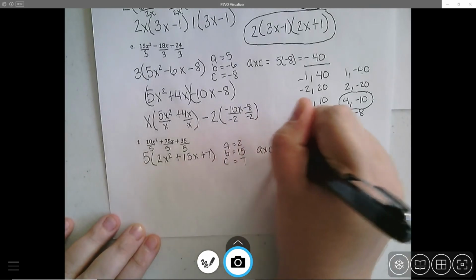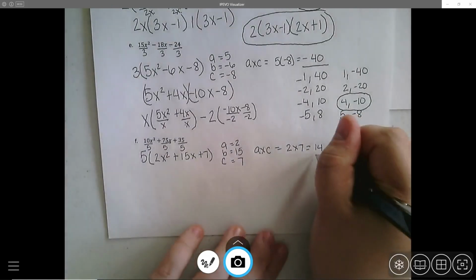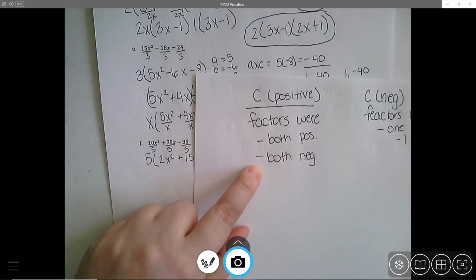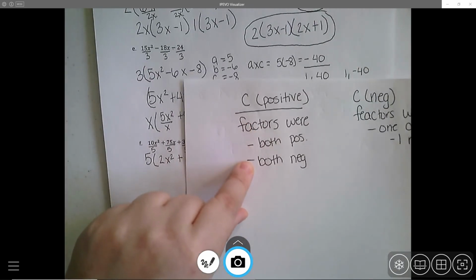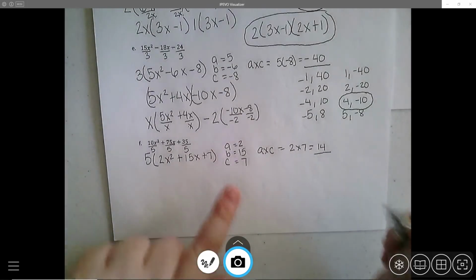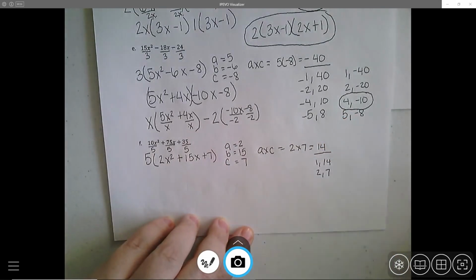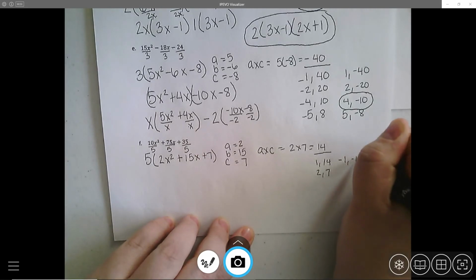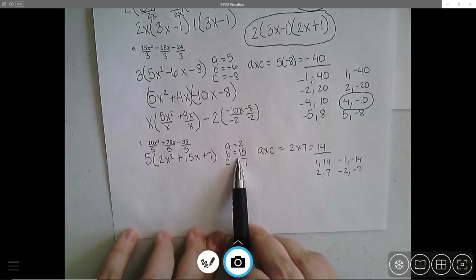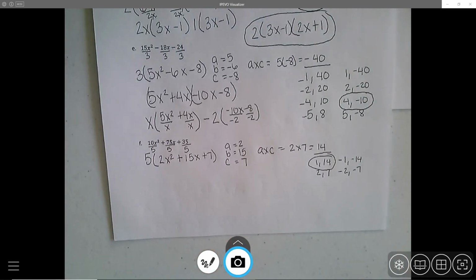A times C. 2 times 7 is 14. I'm listing out factors of 14. They're both positive. If they're both positive, factors are both positive or both negative. That's what it is when C is positive. Okay, 14: 1 and 14, 2 and 7. Here's both positive, here's both negative. I'm looking for which one gets me to B, which is a 15. 1 and 14 get me there.